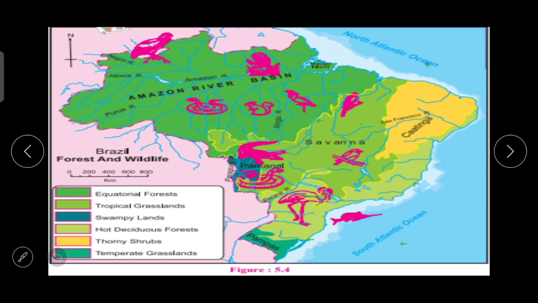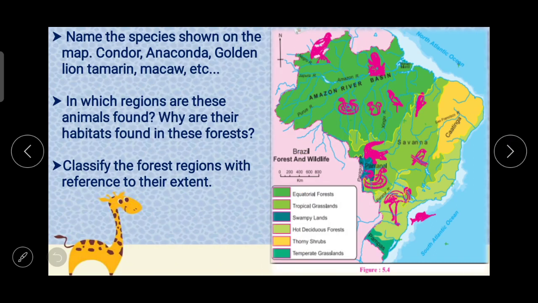In which regions are these animals found, and why are their habitats found in these forests? Then classify the forest regions with reference to their extent. Now, these three questions you have to solve by using the information given in the figure 5.4.